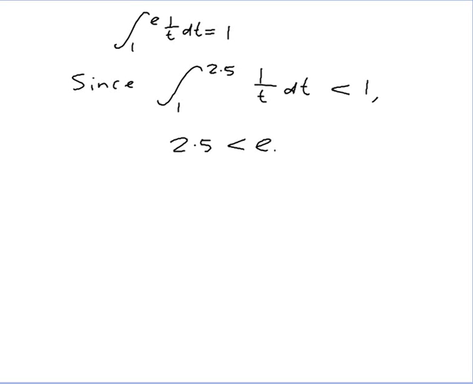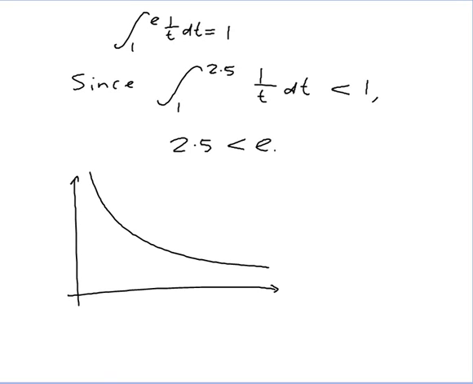Let me draw a diagram of that to just see what's going on here. There's 1 on t, and there's 1, and here's 2.5, and the area here from 1 to 2.5 was less than 1, and so since the area from 1 to e is 1, it must be further out to get a bigger area. So e must be over here somewhere, so that when we add this little extra bit, we get a bigger area. Excellent. That's the end of the problem.